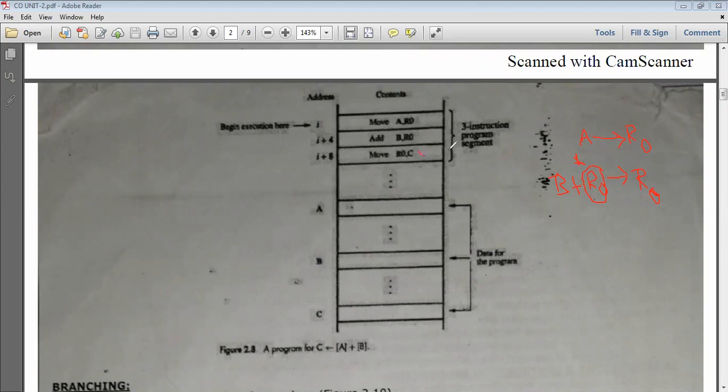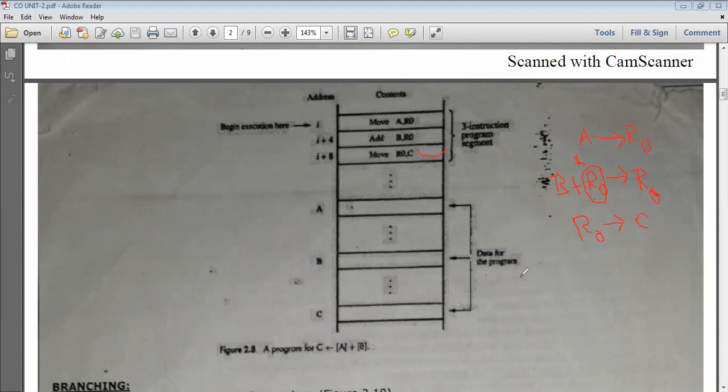What is the next instruction? Move R0 comma C. That means now R0 has which value? The addition of A and B. So that will be moved to the C register. Okay, ma? Depending on the instruction, we get the operation which is being done. Okay, do you understand? So this is for adding A and B and the result is stored in C.